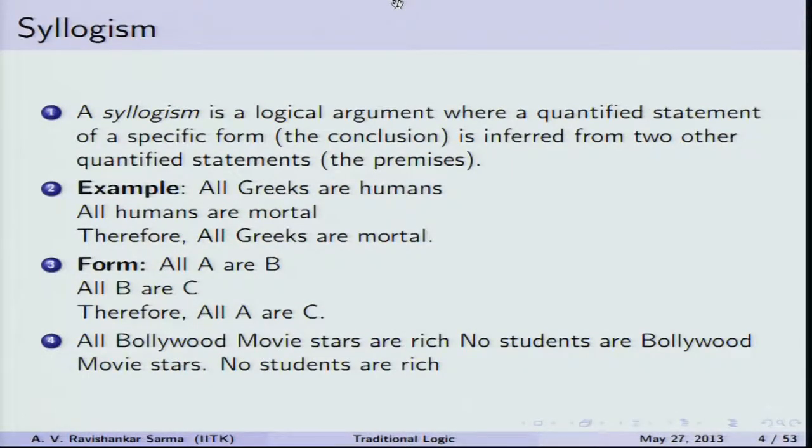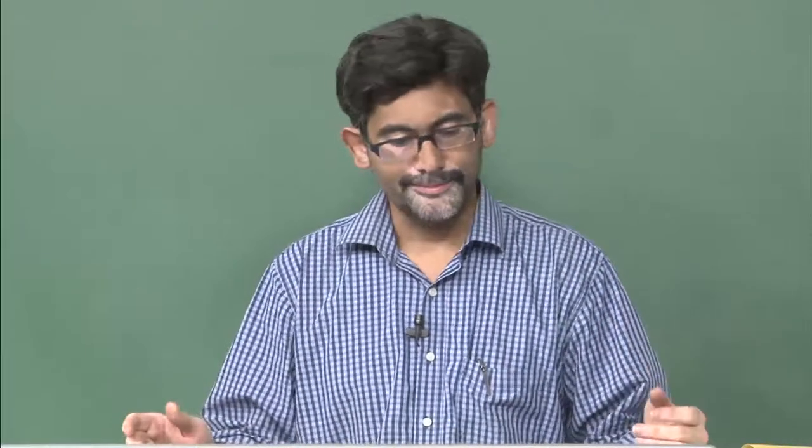So as the name suggests, a syllogistic logic, what do we mean by a syllogism? A syllogism is a logical argument where a quantified statement of a specific form, usually a conclusion, is inferred from two other quantified statements. You should note that we are already using some modern concepts here. Quantifiers became known only at the end of the 19th century or in the 20th century, but for the sake of understanding, we are using this word. Quantifiers are usually all, some, none, etc. So these are statements which start with quantifiers.